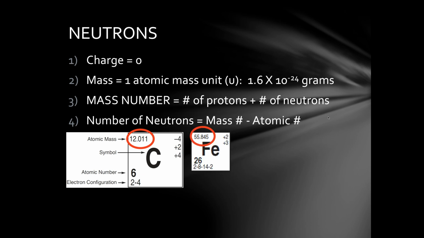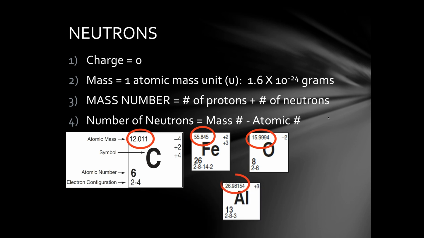Iron, if we round it to the nearest whole number, has a mass number of 56. That means there are 56 particles in the nucleus, 26 of which are protons. So if we take the difference, we'll have 30 neutrons. And you can do this with any element. Oxygen has a mass of 16, which means there are 16 nucleons. 8 of them are protons, and therefore the remaining 8 will be neutrons.